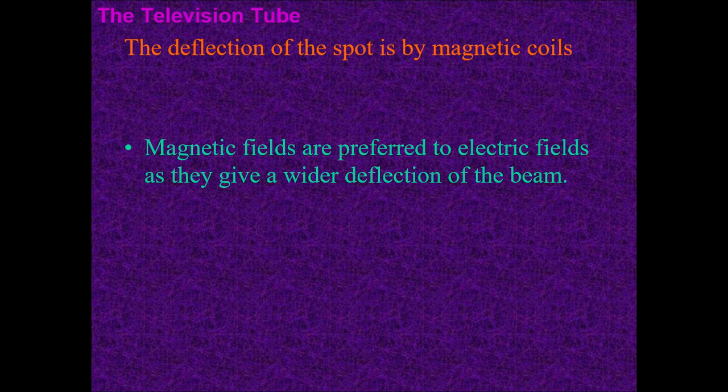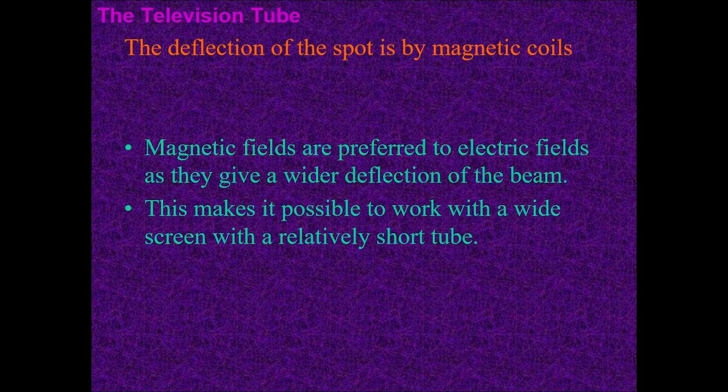Magnetic fields are preferred to electric fields as they give a wider deflection of the beam. You can just adjust them and have a wider beam. But if you have the plates, they are rigid. I believe you can see what I mean by rigid. So this makes it possible to work with a wide screen with a relatively short tube. So with time, if you just check your television, you can see that those are some of the modifications that have been done.